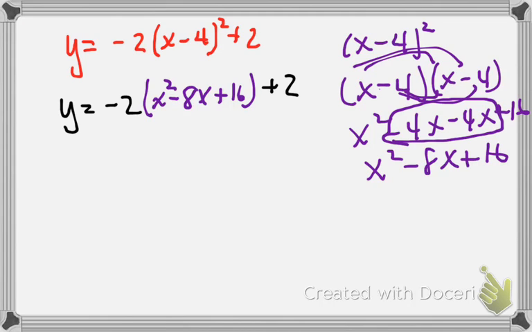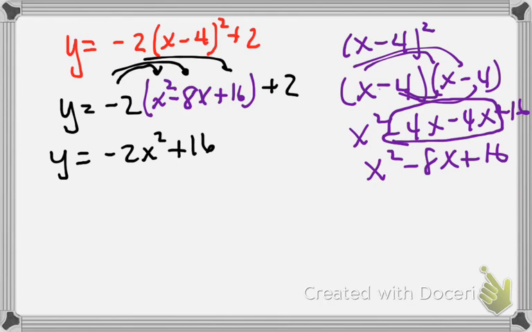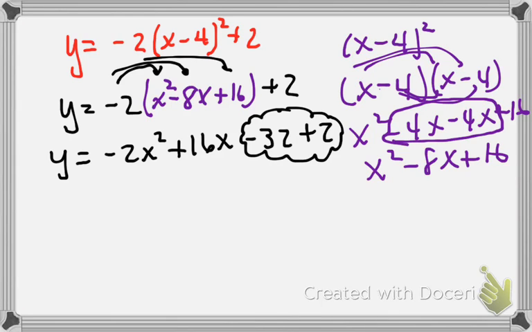All right, now this is also important. You have to distribute first. So I'm going to distribute this negative 2 to everything inside the parentheses. So it's going to be y equals a negative 2x squared, plus 16x, minus 32, and then we have a plus 2 at the end. These last two are the same kind of term, so we just simplify. Minus 32 plus 2 is going to be a minus 30.